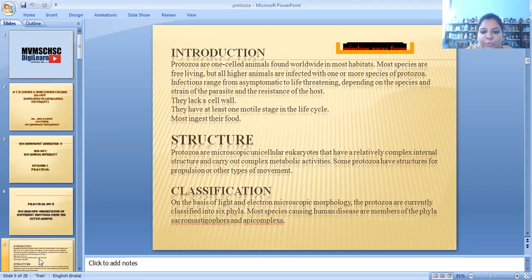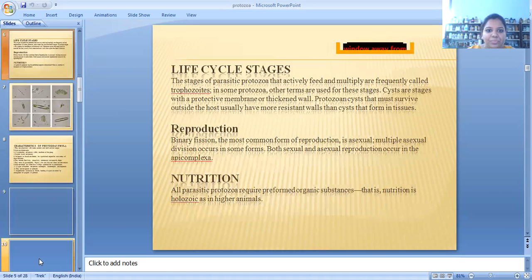Protozoa are microscopic unicellular organisms that have complex internal structures, right? They are mostly not photosynthetic by nature, so they are not autotrophic. They may be heterotrophic or holozoic by nutrition. Here is the structure and classification of the protozoa. Classification is done into two different phyla, that is Sarcomastigophora and Apicomplexa.